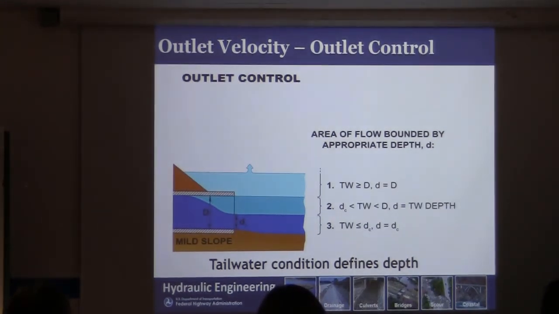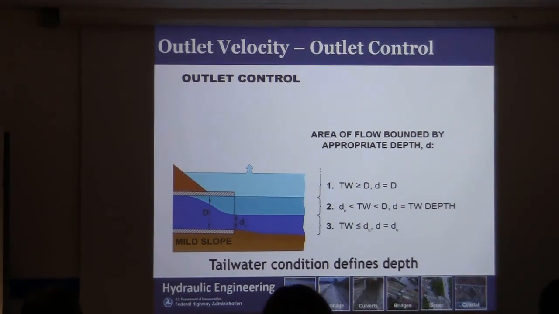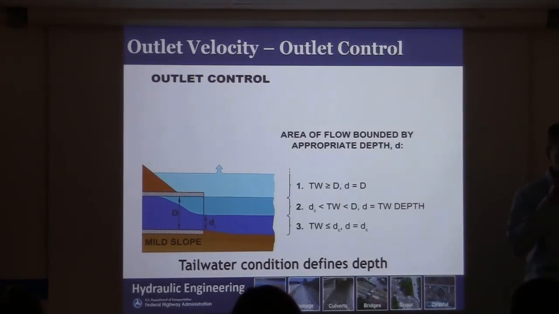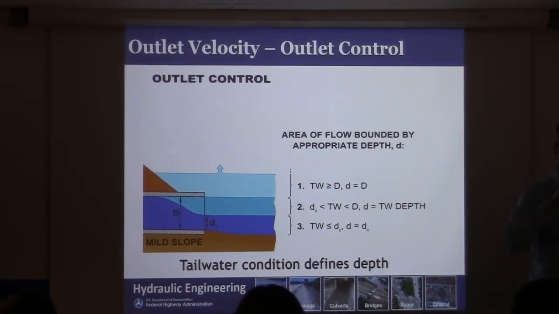Once you have your velocity, then how do you know it's okay? What criteria do you check it against? So you have an outlet velocity of 10 feet per second, is that all right?